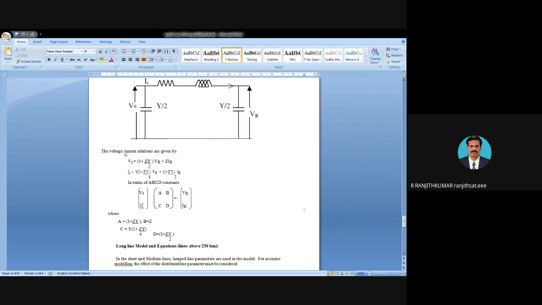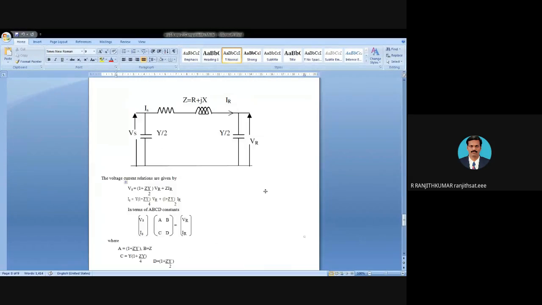Is is equal to C into VR plus D into IR. This is the generalized expression. And we know that the values for ABCD vary for different lines. Since it is a medium transmission line we are going to use in this experiment, I'm going to concentrate on that one. So, medium line, pi method.